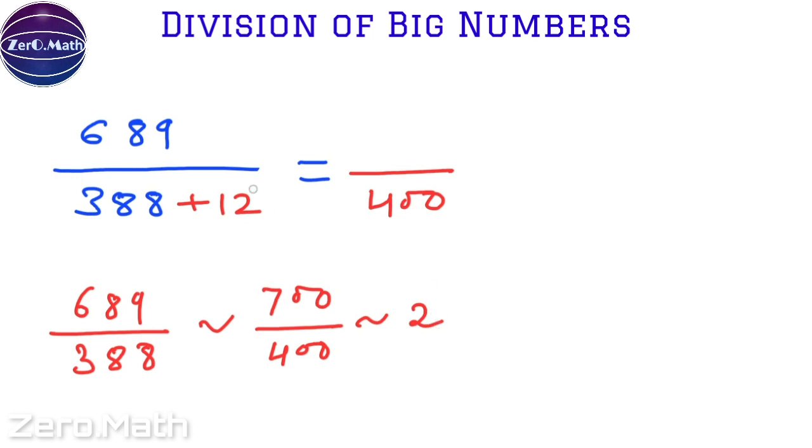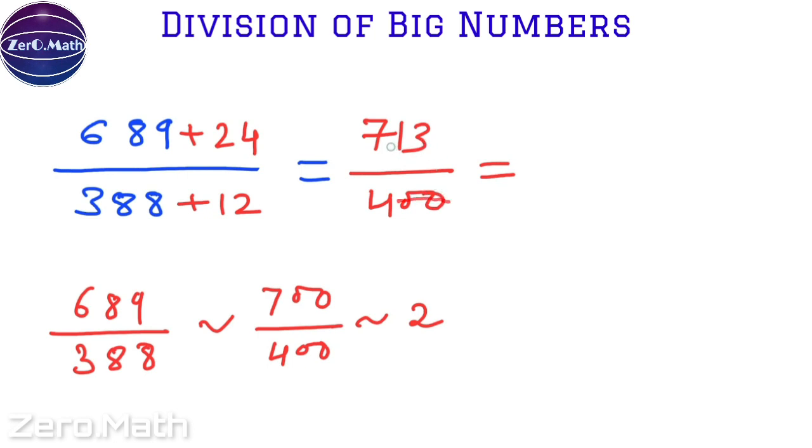Since we are adding 12 to the denominator, let's add 12 times this 2, which is 24, to the numerator. So 689 plus 24 would be 713. Now let's divide 713 by 400 to get our answer.